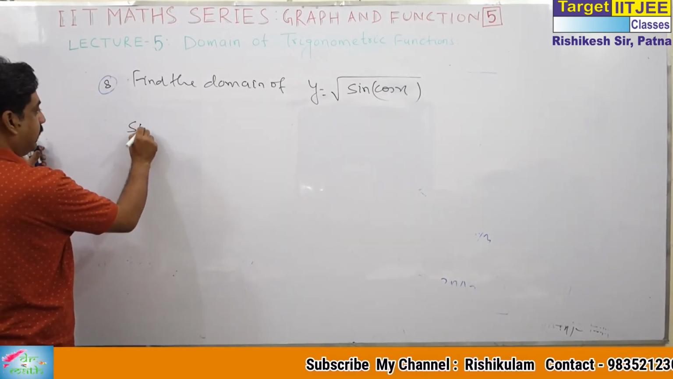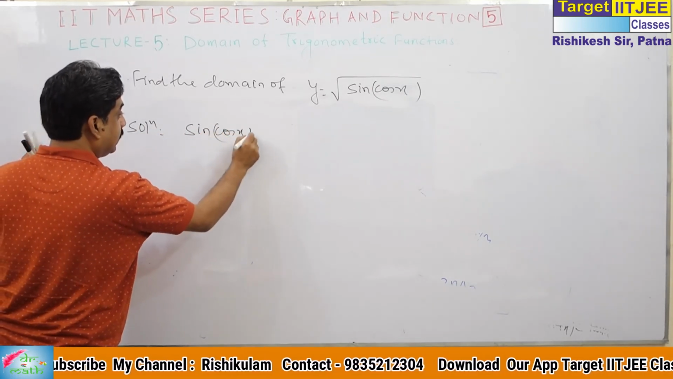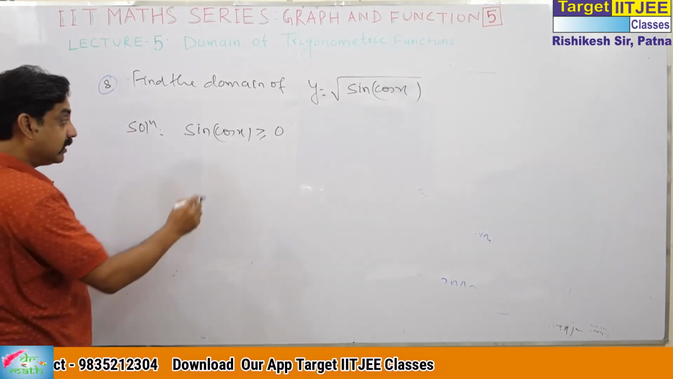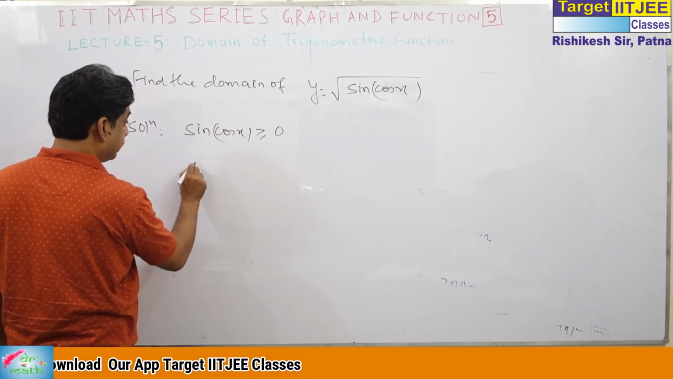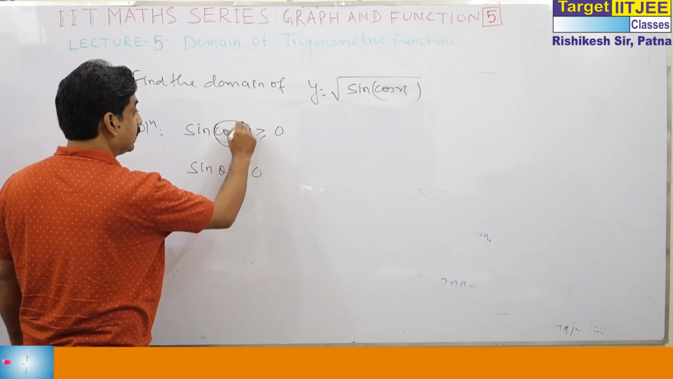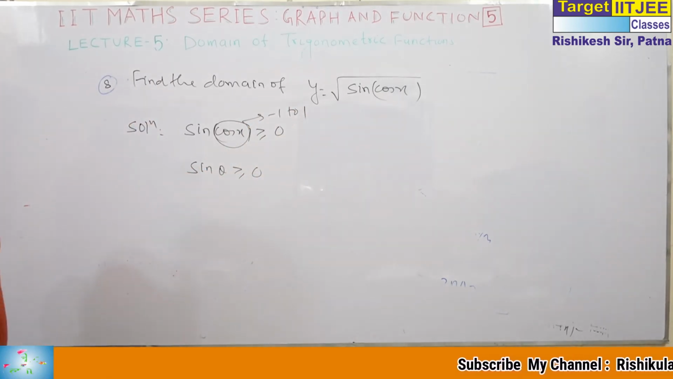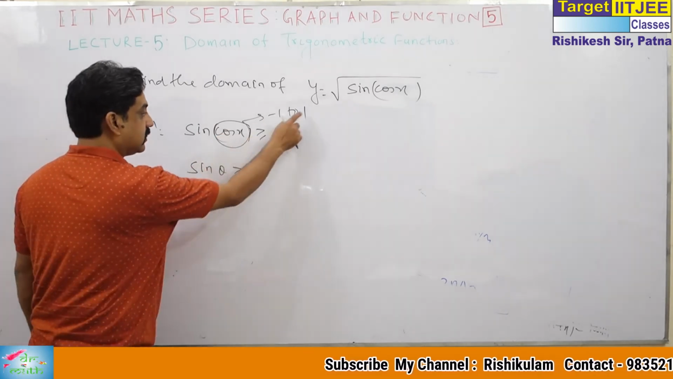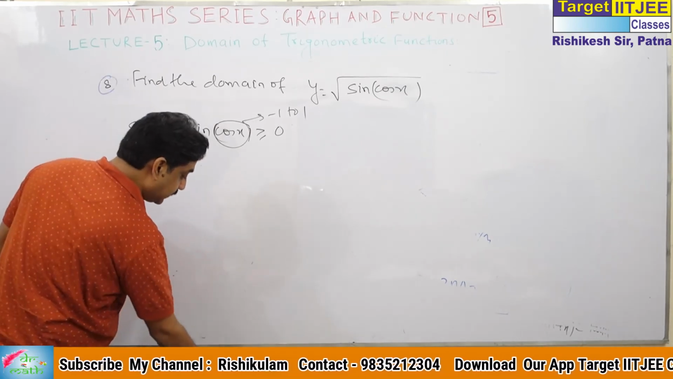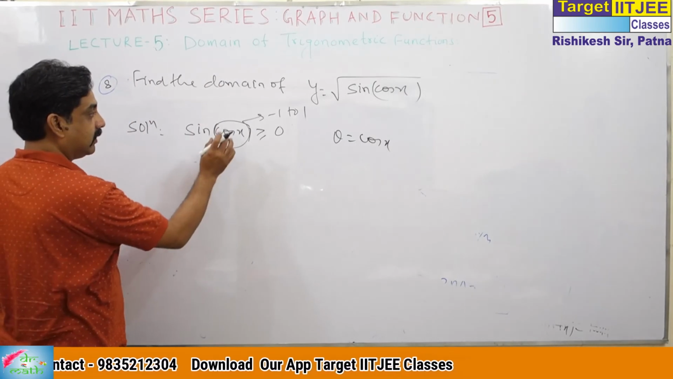Actually, here what we do? sin cos x is greater than or equal to 0. What is the value of cos 1? If this is theta, what is the value of this cos 1? This is actually minus 1 to 1. This is a completely logical question. So, actually theta is cos x. This is minus 1 to 1.